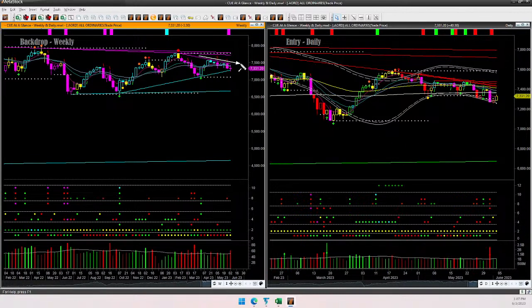In the weekly, all ordinaries is inside a triangle pattern. This week's candle is very indecisive. So I'm going to wait for price to break out of the triangle pattern in weekly, and whichever direction it breaks out, I will decide my preferred trading direction to be that. Right now I will avoid taking any trades in the Australian market.